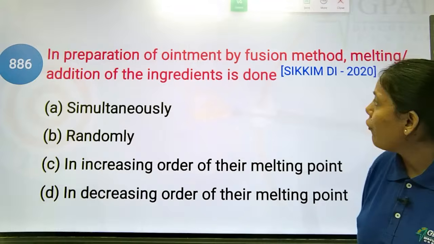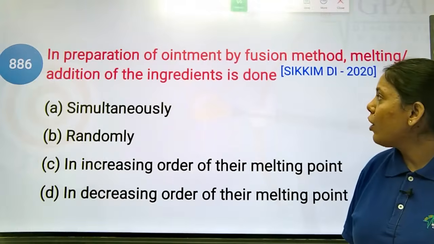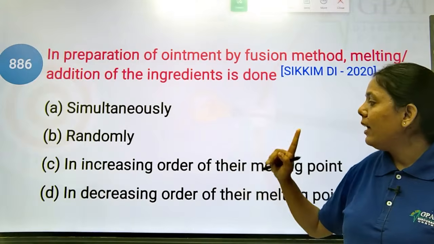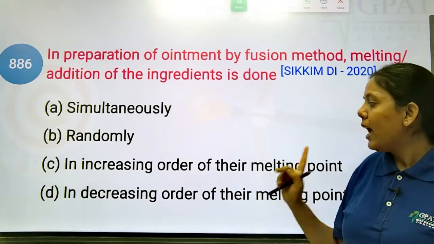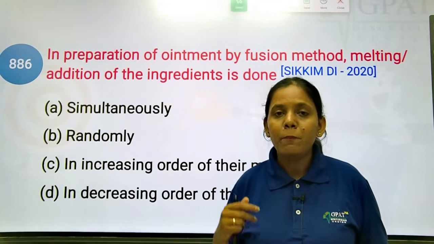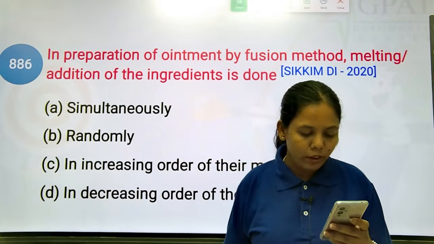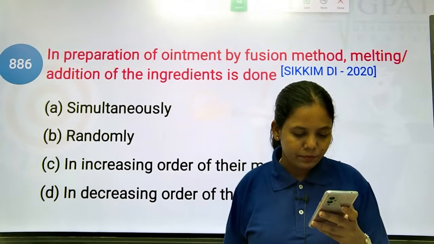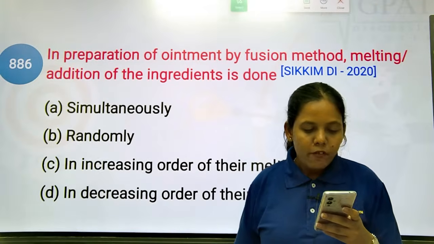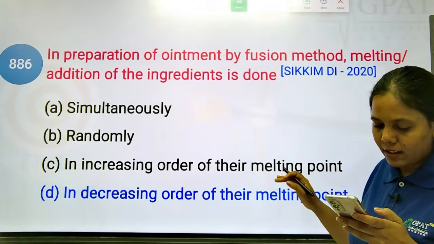Next is, in preparation of ointment by fusion method, fusion is nothing but the melting method. Addition of ingredients is done simultaneously, randomly, in increasing order of their melting point, or decreasing order of their melting point. Whenever you are using this method, first we take the higher melting point, then lower, right? So what is that order? Very good. Decreasing is the right answer. D is the right answer.